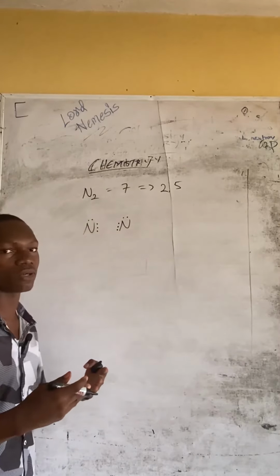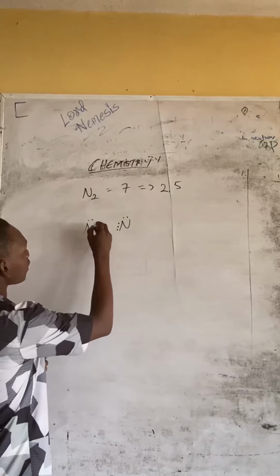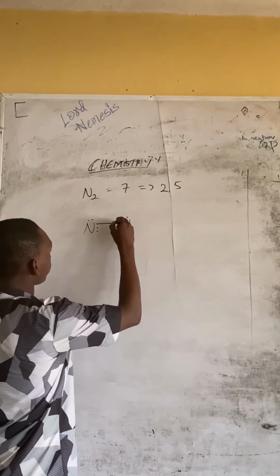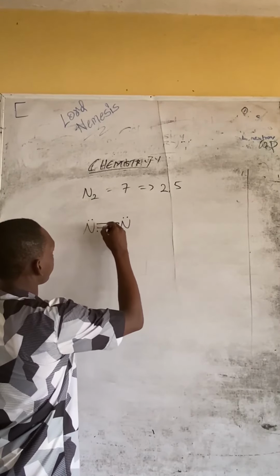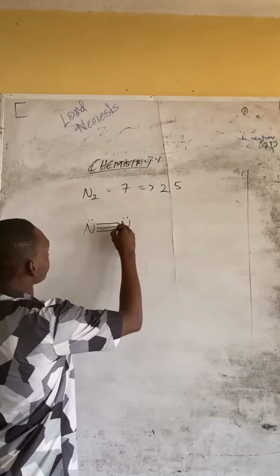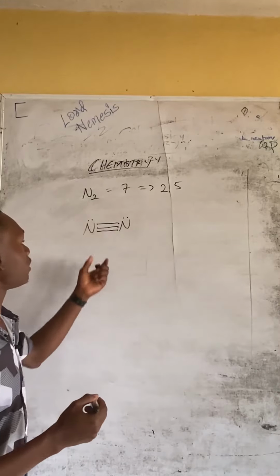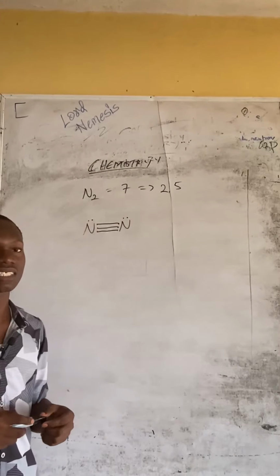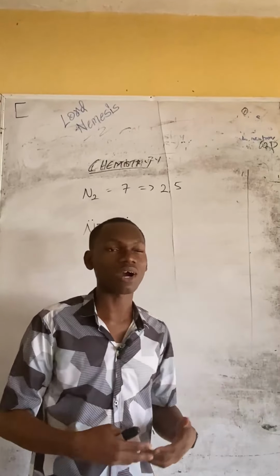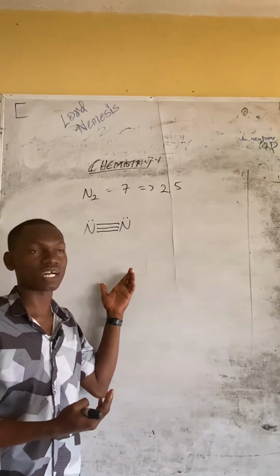Now, this is how the bond is formed in nitrogen gas. These 2 electrons form one bond, a covalent bond. Covalent bond simply means sharing of electrons. So this is how nitrogen gas is formed, right? The bond between them. Now, how many covalent bonds can we see here?